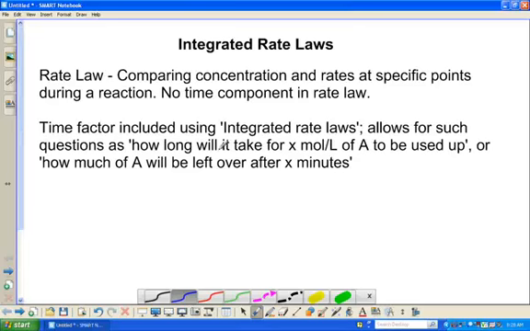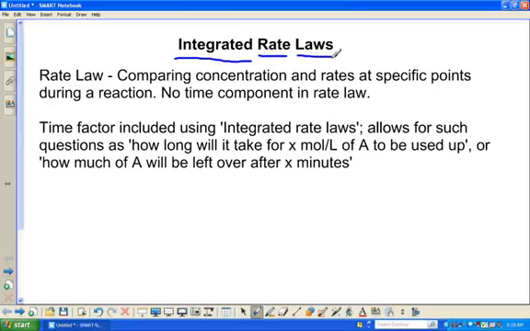Alright, here we're going to talk about the concept of the integrated rate law. When you look at the rate law that we've covered already, for example, a rate law where you have your rate, your k, and your concentration of whatever species you are studying, this allows you to compare the concentration and the rate of a particular reaction at a specific point during that reaction, whether it's at the start of the reaction or whatever. The one thing that you don't have in this rate law anywhere is the component of time.